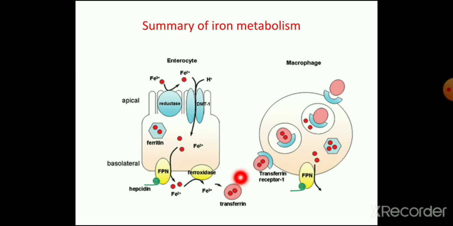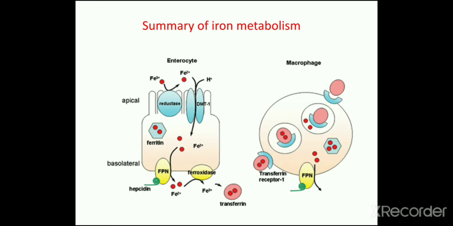Then it is taken to the concerned cell through the transferrin receptors, and within the cell the whole complex is internalized, iron is taken inside, and the transferrin receptors are externalized. This is the overall summary of the iron metabolism. So we can go one by one.